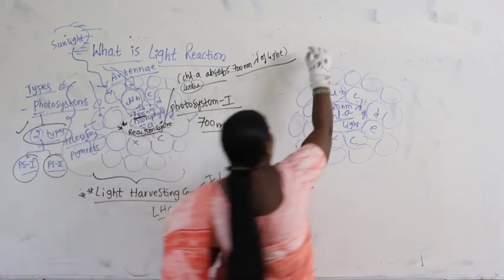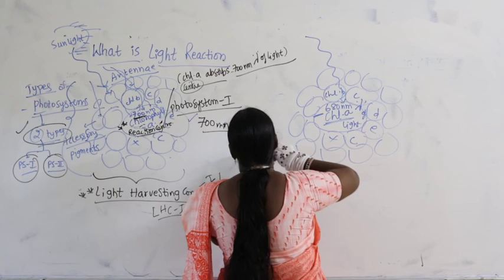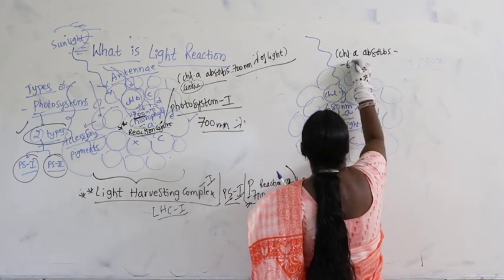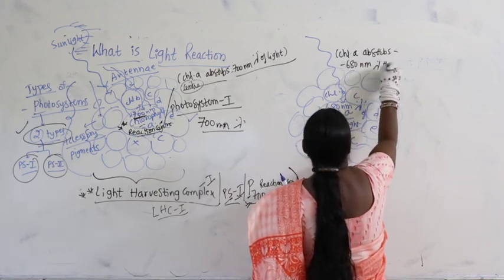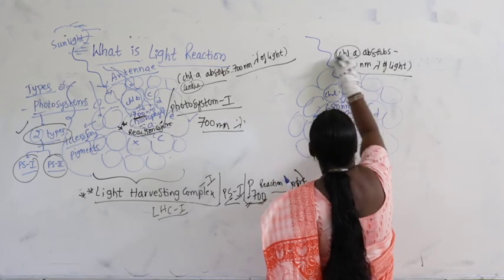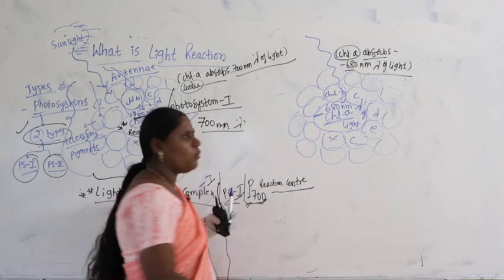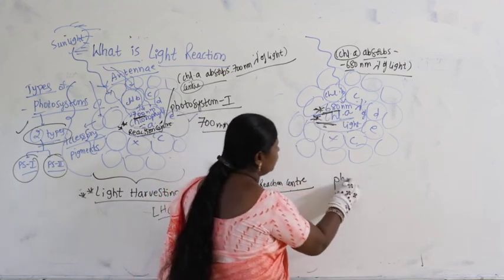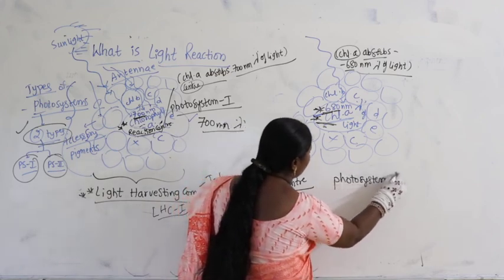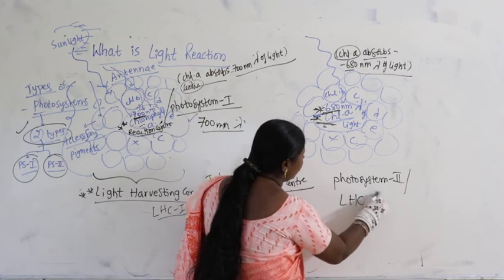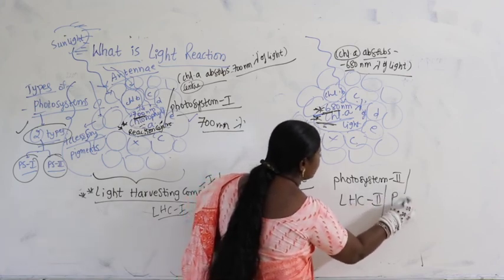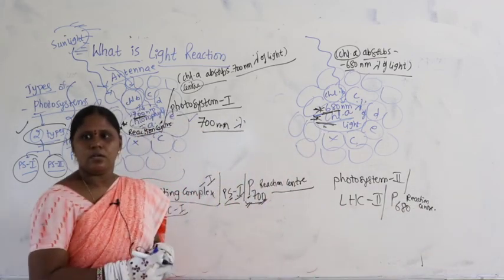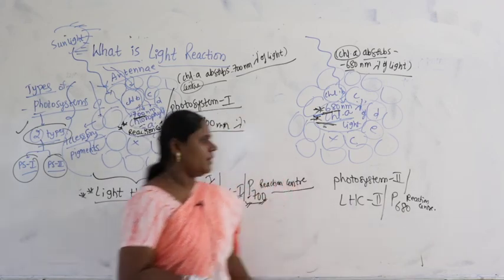Now light is falling. As light is falling here, in this case chlorophyll A absorbs 680 nanometers wavelength of light, then itself is called photosystem 2, or itself is called light harvesting complex number 2, or itself is called P680 reaction center. This part I think it's visible, right? Yeah. Now let's go with this.